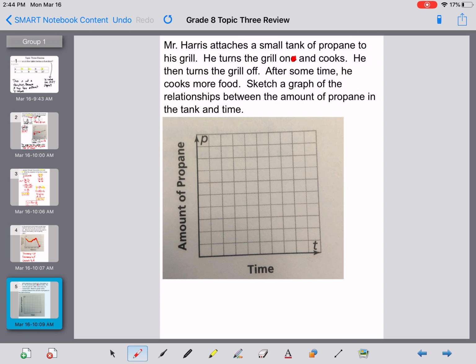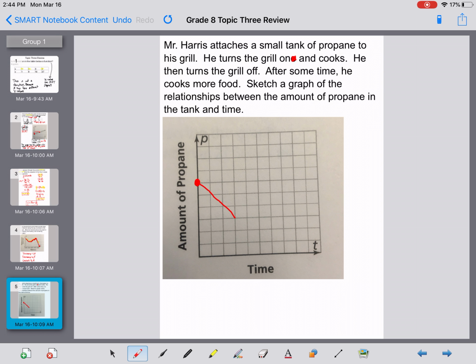For this problem, the amount of propane does not start at 0 because we know that he puts the propane to the grill and then he starts cooking. So I can start my graph anywhere. I'm just going to start it right here. Again, since these graphs do not have numbers, where we're starting does not matter. So if he starts up here and he turns it on and cooks, over time the amount of propane he uses is going to decrease.